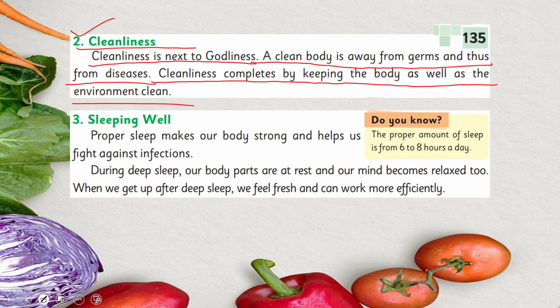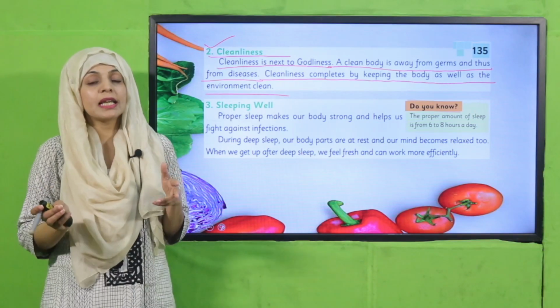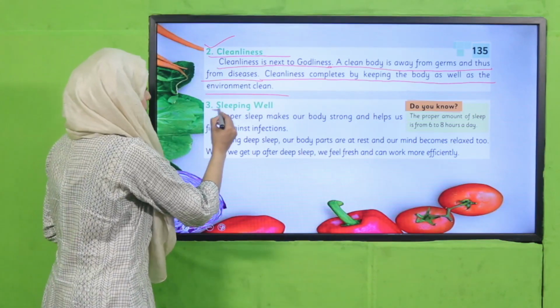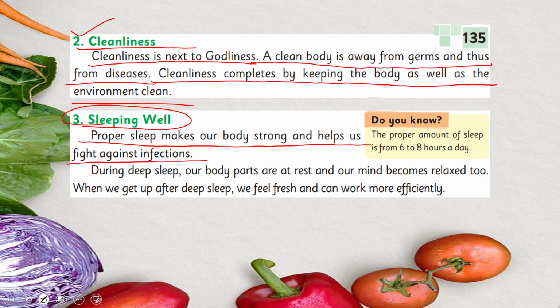So my dear students, सफाई बहुत ज़रूरी है और सफाई जो है वो हमें अल्लाह ताला से करीब करती है. इसके अलावा अगर आप सफाई सुथराई रखेंगे अपनी भी और अपने इर्द गिर्द की भी, तो इसी तरीके से आप जर्म्स से और डिजीज़ से बच सकते हैं. नेक्स्ट इज स्लीपिंग वेल. सोना आपके लिए बहुत ज़रूरी है क्योंकि अगर आप एक्टिव रहना चाहते हैं तो आपका रेस्ट और आपकी जो नींद है वो पूरी होनी चाहिए. Proper sleep makes our body strong and helps us fight against infections.